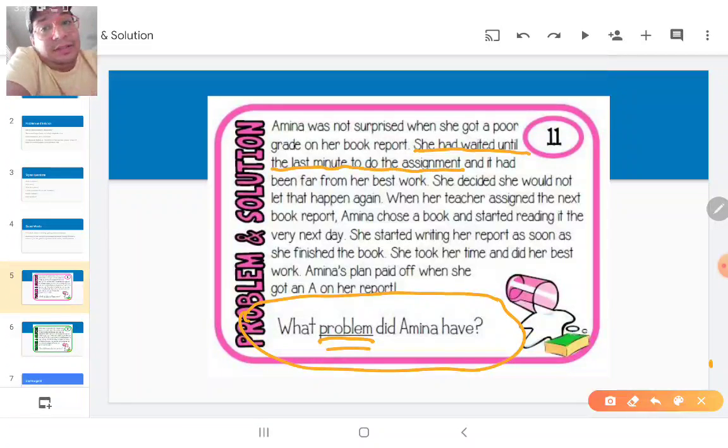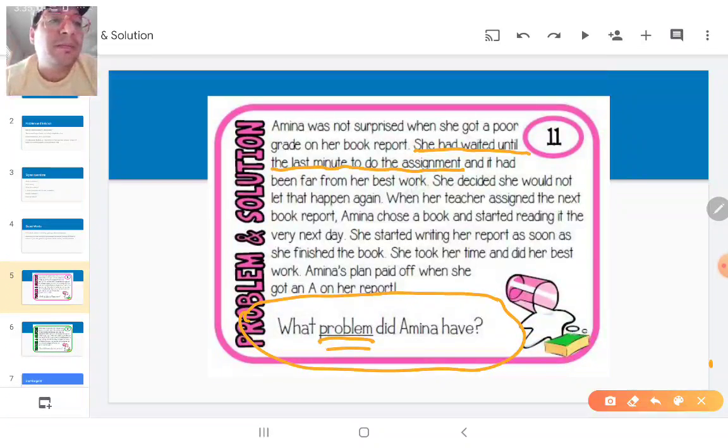As you can see, she waited until the last minute to do the work. So what happens when you wait until the very last minute and you try to hurry and rush through it? Well, obviously, if you're rushing through it, you're not going to do well, right? So that's part of the problem. The main problem there is that she rushed. We don't see anything else in the reading. She decided she would not let it happen again. Okay, that's something that she decided to do afterwards. They didn't talk about anything else that was negative here.